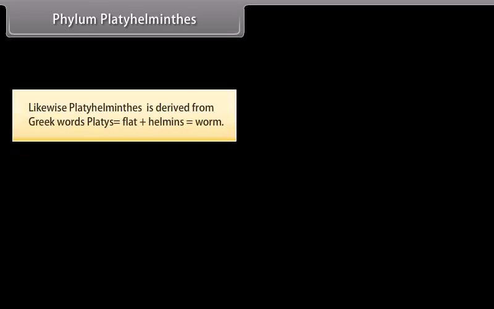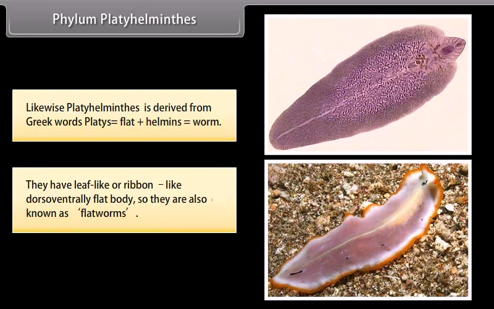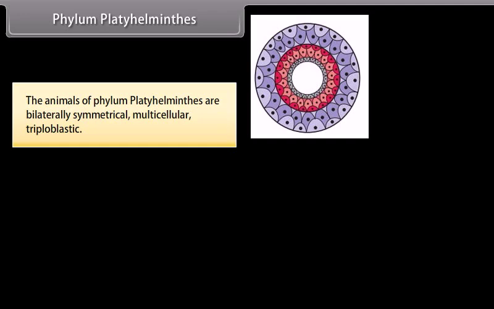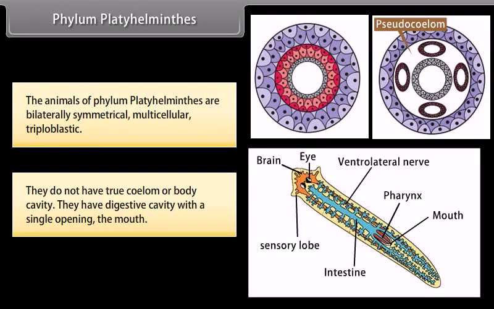Phylum Platyhelminthes. Likewise, Platyhelminthes is derived from Greek words platys, flat, plus helminths, worm. They have leaf-like or ribbon-like dorso-ventrally flat body, so they are also known as flatworms. The animals of phylum Platyhelminthes are bilaterally symmetrical, multicellular, triploblastic. They do not have true coelom or body cavity.